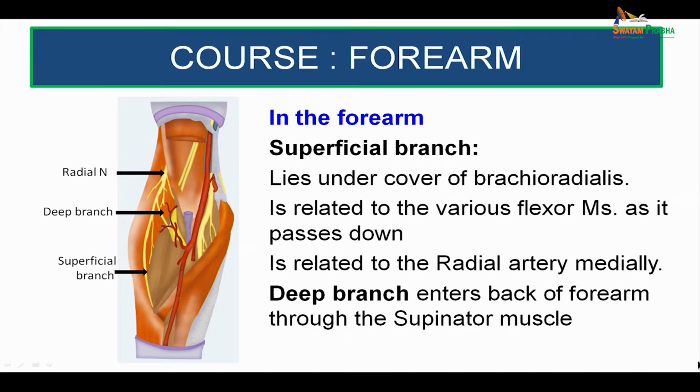In the front of the forearm, let us look at the fate of the cutaneous or superficial branch. It lies under cover of brachioradialis for a long distance. The upper 2/3 of it is under cover of brachioradialis. In the middle 1/3, it lies in relation to the radial artery on its medial side, and then it passes further down, and at the same time the deep branch exits this region by passing through the supinator muscle.